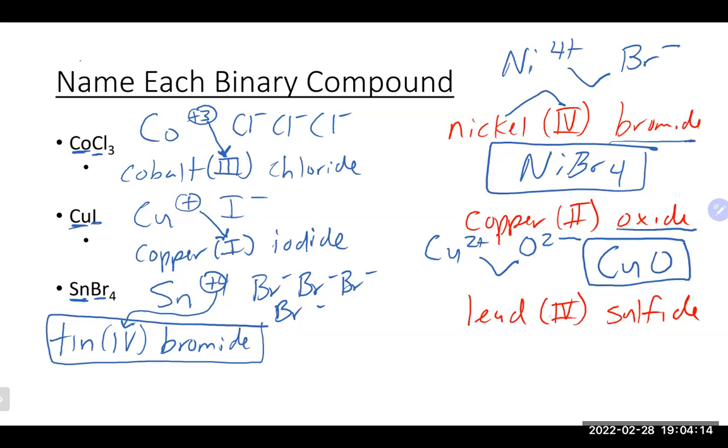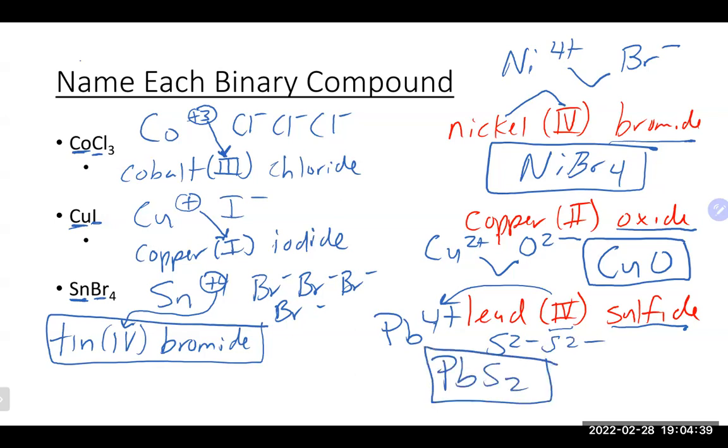Lastly, lead Roman numeral 4 will again tell us that the lead has a +4 charge because of that. Sulfide is sulfur on the periodic table, which is group 6, which has a -2 charge. In this case, we need more of the sulfide, right? We need a grand total of 2 of them. That gives us PbS2 for our formula there.